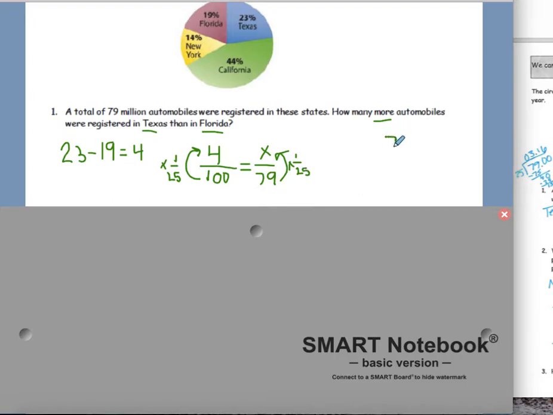So if we did 79 divided by 25, 25 goes into 79 3 times. We get 75, and we have a remainder of 4. So we're going to keep going. So add a decimal, add a 0, and bring down your 0. Bring up your decimal. 25 goes into 40 one time.